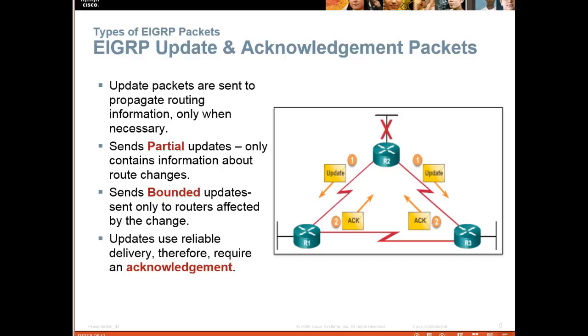Update packets are sent to propagate routing information only when necessary. That's what's meant by partial and bounded. Partial means only the information that has changed gets sent out, and bounded means it only goes to the routers that are affected by the change. So it limits traffic and limits processing on some of the machines around. If it's got limited scope, very few routers and very little information has to be updated. Those updates, by the way, use reliable delivery, so they are acknowledged.